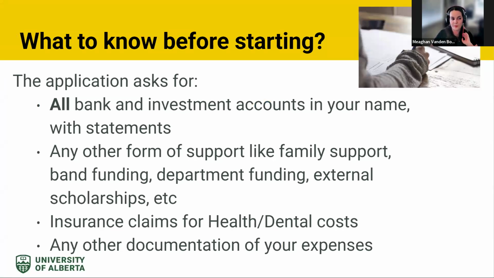So what do you need to know before you apply? The application does take quite a while. I would say maybe put aside like 45 minutes to an hour to fill out the application. You're going to need to collect all bank and investment accounts that you have in your name with statements. So a little bit later, we'll talk about what statements are needed and what is a statement. If you're receiving other forms of support, like family support, band funding, department funding, if you've gotten a scholarship external to the U of A, you're going to want to collect that kind of information.